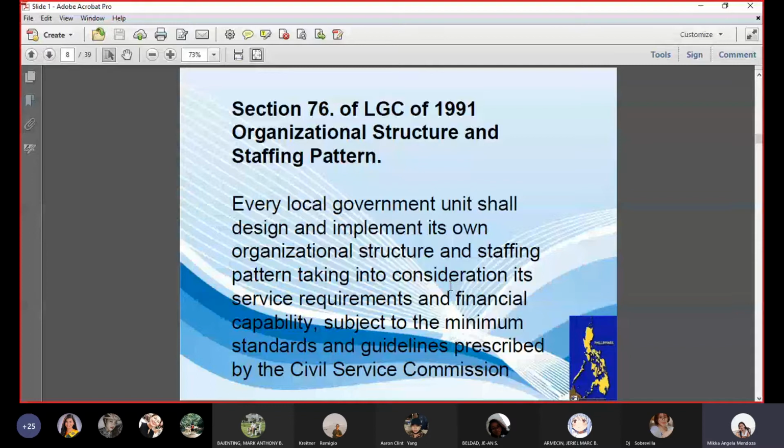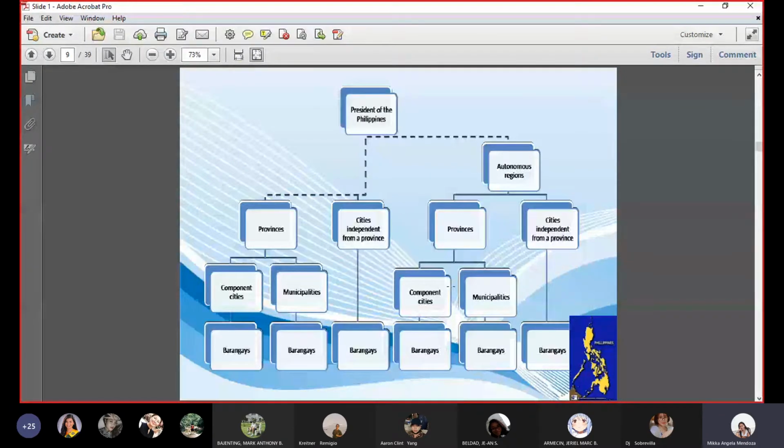Each LGU or local government unit has its own design of implementing organizational structure and staffing pattern. Depende na sa need or sa purpose sa each LGU. But they also have to base this minimum standards based on the guidelines prescribed by the Civil Service Commission. Okay, naa sila ginasunod nga guidelines in making this pattern or staffing pattern and organizational structure.